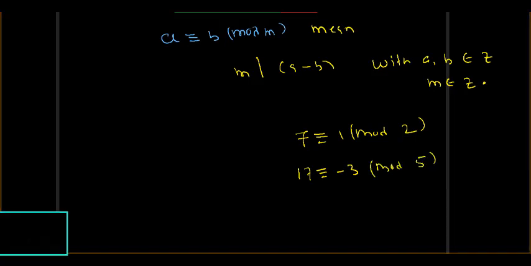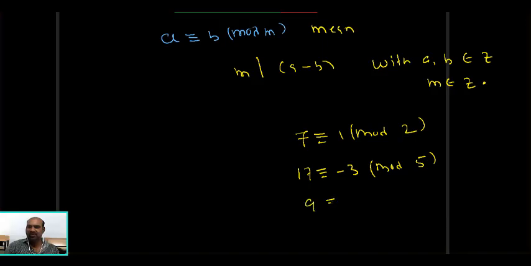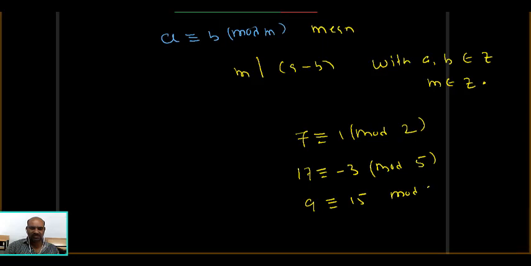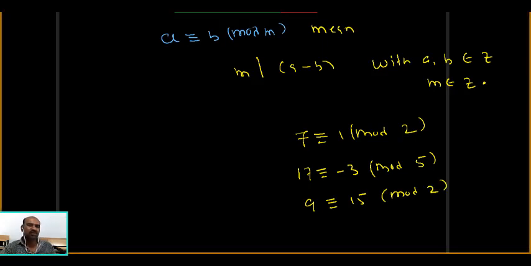Okay, next: 9 is congruent to 15 modulo 2. Also I can write, no problem, 2 divides 19 minus 15. Students, important note. One more thing I can write: 3 is congruent to 3 modulo 5.